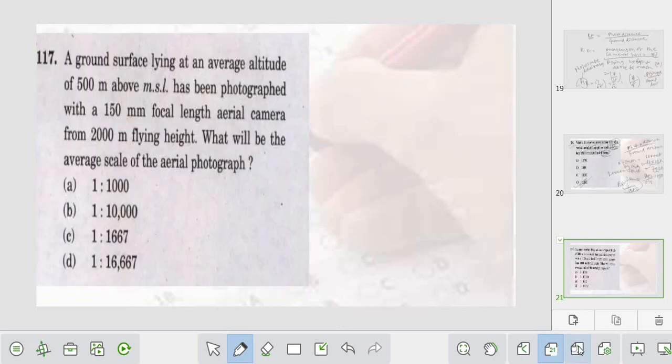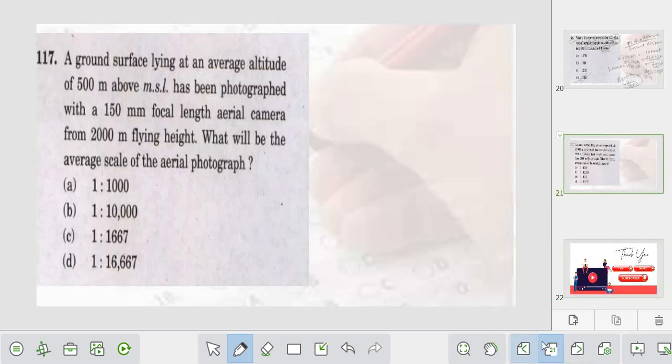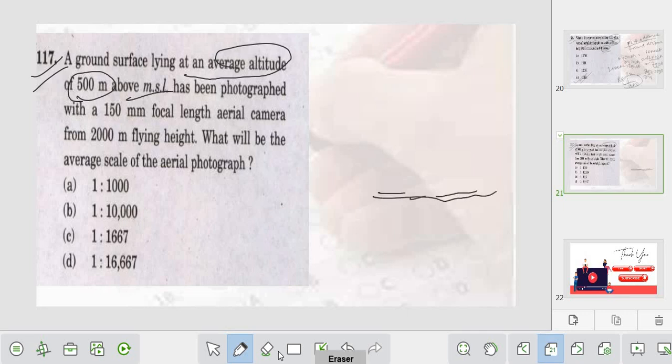Hope so clear. Let's go to this question. So this is the last question. A ground surface lying at an average altitude 500 meter above mean sea level. Suppose mean sea level is this. Suppose this is the mean sea level. A ground surface lying at an average altitude of 500 meter. The ground surface is above mean sea level.